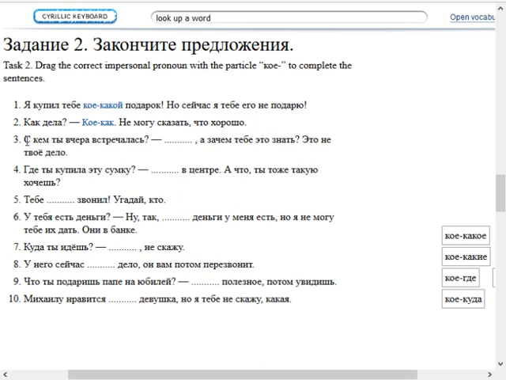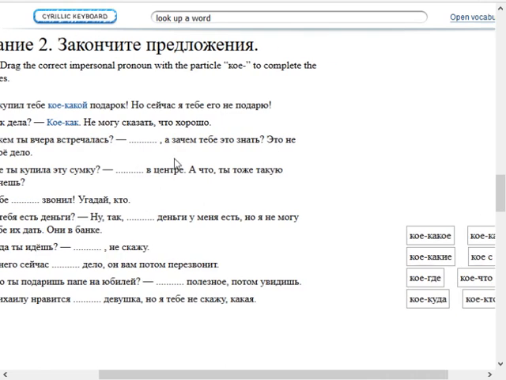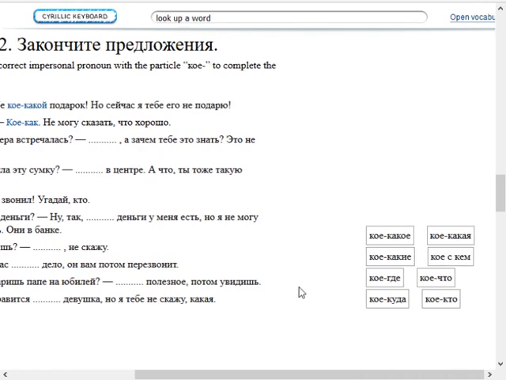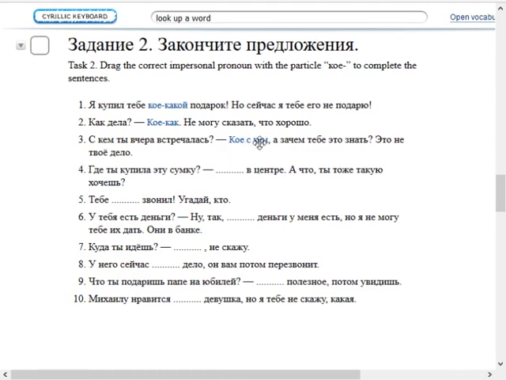С кем ты вчера встречалась? So with whom did you meet yesterday? And I guess here they're saying with someone. Koya с кем? So koya with somebody. Зачем тебе это знать? So with somebody, but why do you want to know? Это не твое дело. It's not your business. That's a bit of a curt reply, but okay, fair enough. It might be honest. Yeah, why do you want to know? It's not your business.